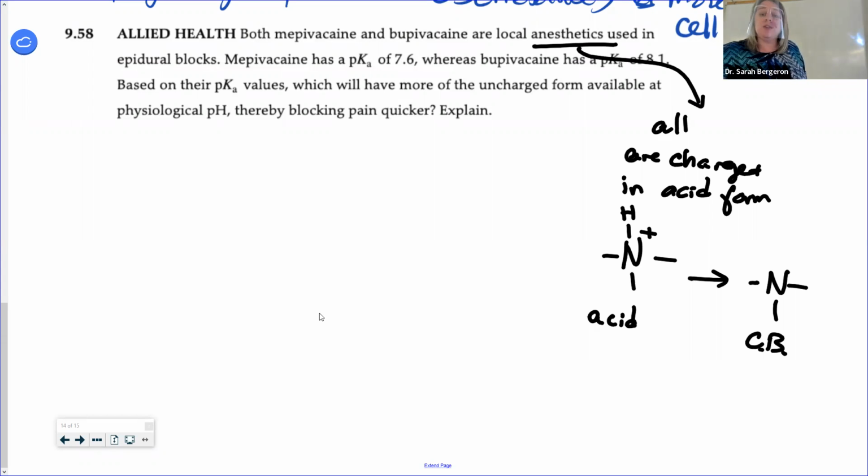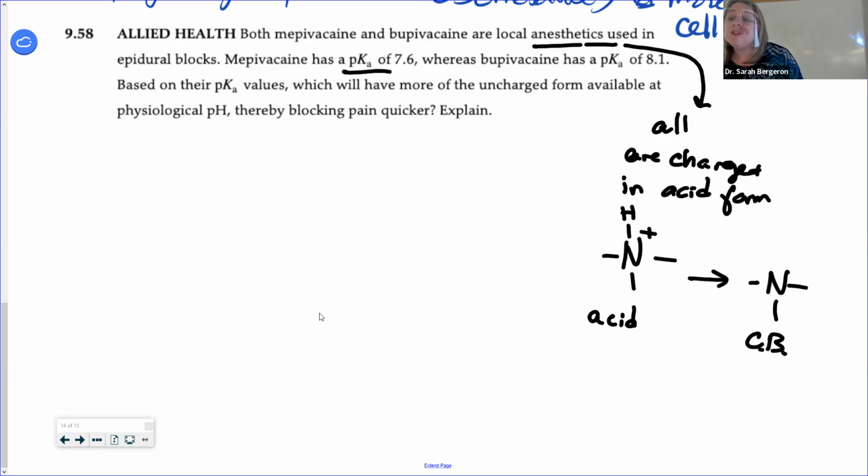So we're looking at these 2 different anesthetics. All anesthetics end in cane. Do you see that? I don't even pronounce these, but anyway, we have 2 different ones. One of them has a pKa of 7.6. The other has a pKa of 8.1. The question is, which of these 2 is going to have more of the uncharged form? Because the more of the uncharged form we have at that physiological pH, the more quickly it's going to enter the cell, the more quickly it's going to do its job and relieve the pain, right?